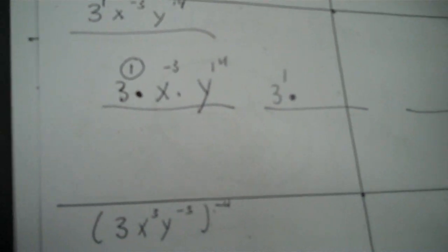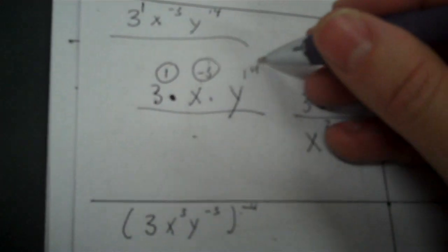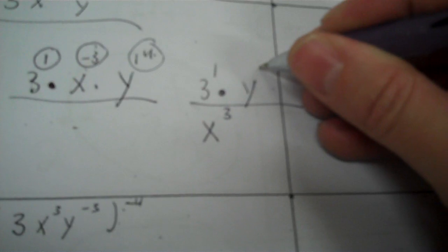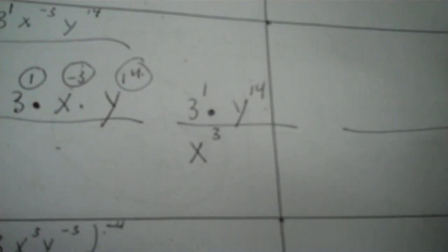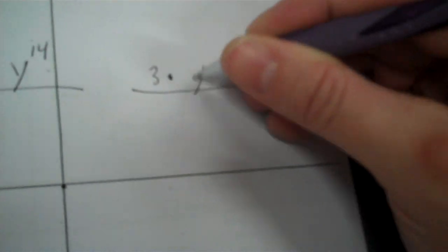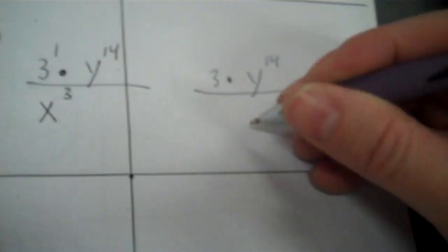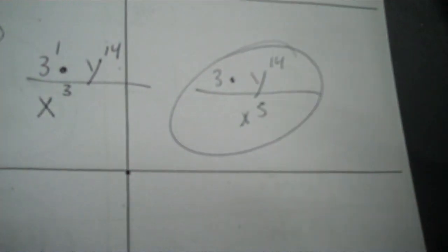That means keep it on the top. Is that negative? Yes, it is. So it needs to go to the other side so I can make that power a positive. And that's positive, so that stays where it's at. I don't move it to the bottom because then it'd have to become a negative. I don't want negative exponents. 3 to the first is 3, and then you can't simplify the factors that have bases as variables. Done.